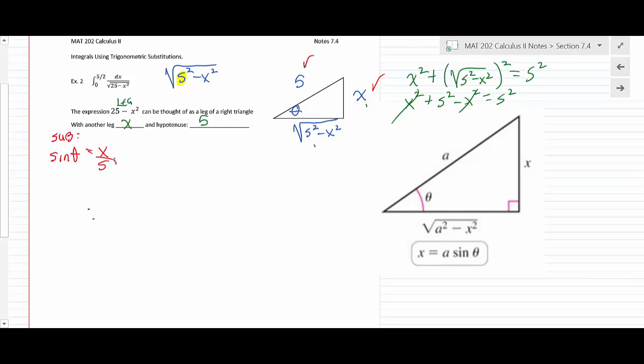So then what we can do is solve this equation for x. We can multiply both sides by 5, so that's going to give x equals 5 sine theta. That's what the rule is they have there. I don't do it that way. I just find the sine and solve for x. That's my strategy. Now what we're going to do is dx. So what's dx? Cosine, right? That's going to be 5 cosine theta d theta, like that. Now we're ready to do our trig substitution.